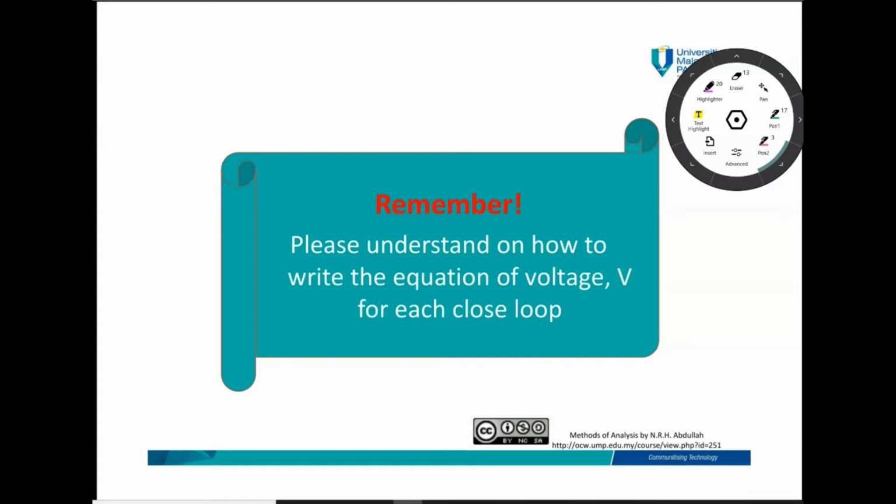And please remember that you have to understand how to write the equations of voltage V for each closed loop. You already learned about the difference between the nodes and the loops. The nodes are for nodal and the loops are for mesh. And you have to remember this.